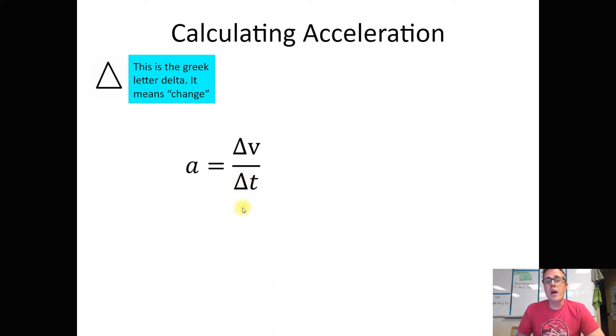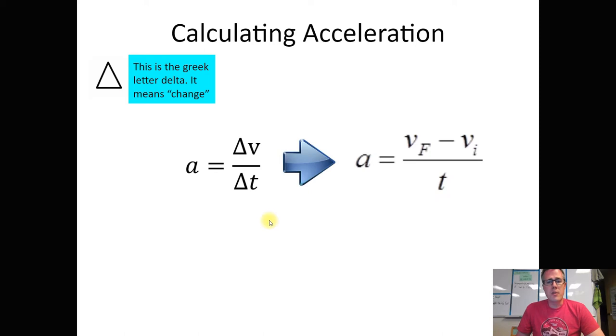So if we rewrite this equation, because if the triangle is throwing you off a little bit especially, we can say that the same equation can be written this way.